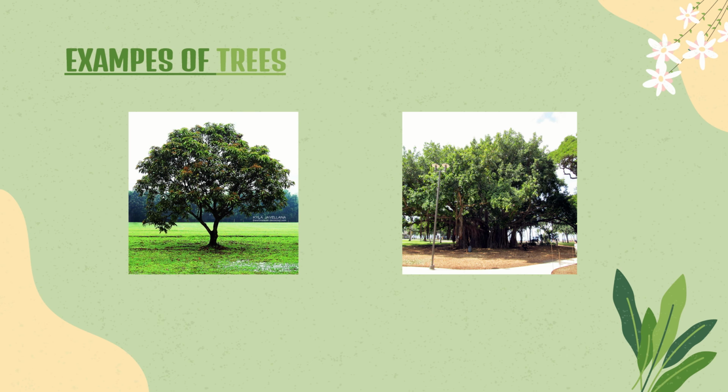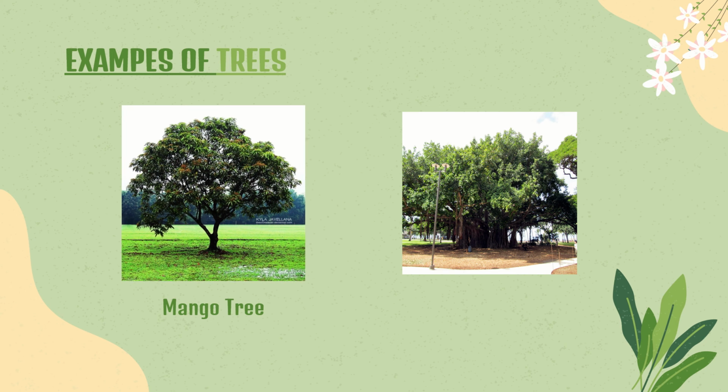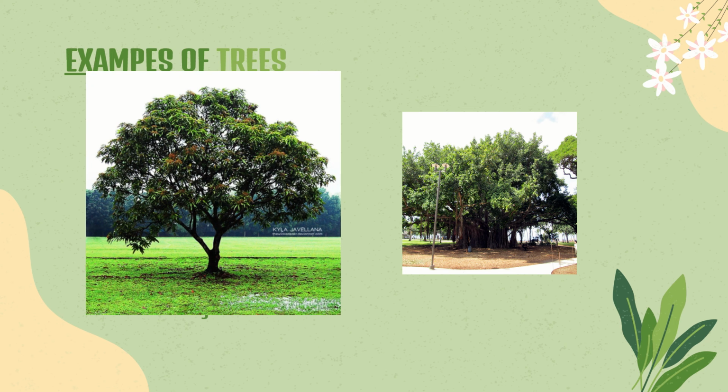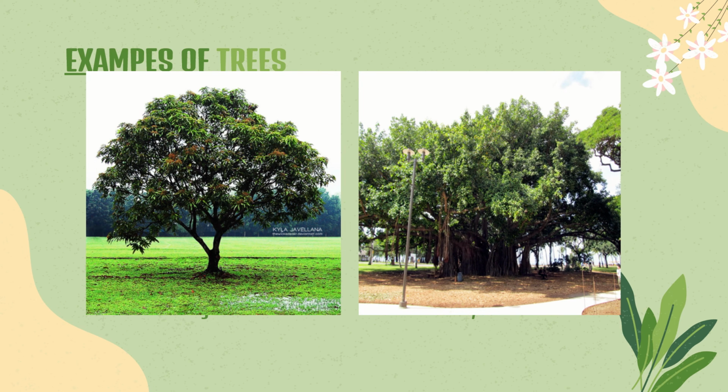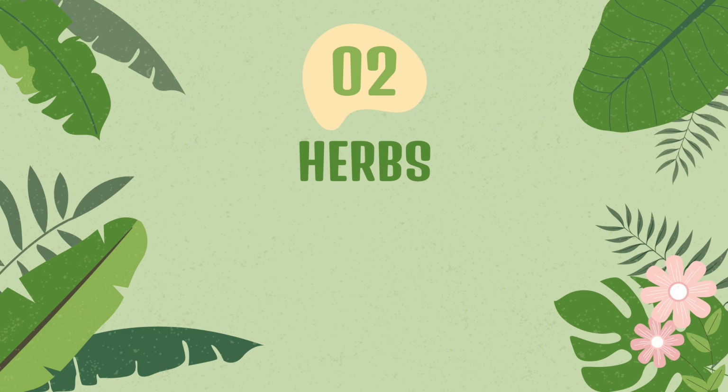Examples of trees are, see, first one is mango tree. See how huge it is. It has so many branches, so many leaves, and it has so hard wood. Other example is banyan tree. See again, it is so huge, right? So these are examples of trees.